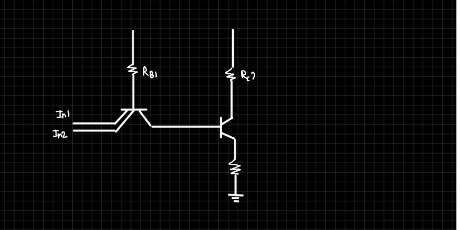RB1, RC2, this RE2, NPN transistor. See, this is the circuit we have seen, right? VCC, except this resistor. I'll tell the role of this resistor. What they do is, in addition to this, they go for one more circuit, which is, let me draw that circuit first. Alright.